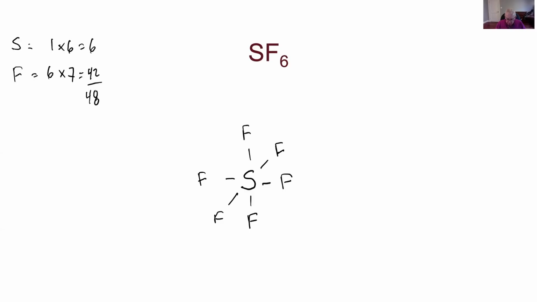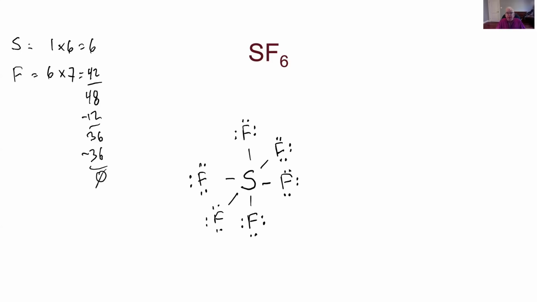That used up, what, 6 times 2? That was 12. So I have 36 more electrons to go. That means I can plop 3 pairs around each of my 6 fluorines, following my rules for drawing the structure. And when I've done that, I will have used up all 36 of my additional electrons.